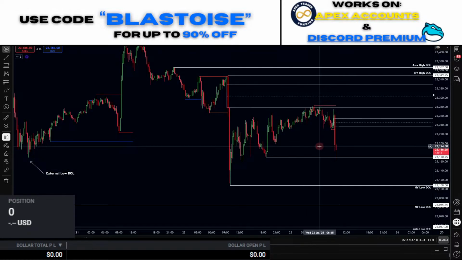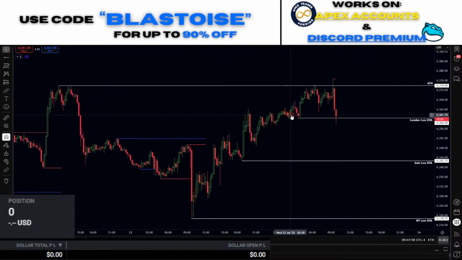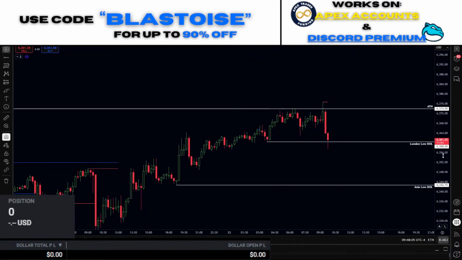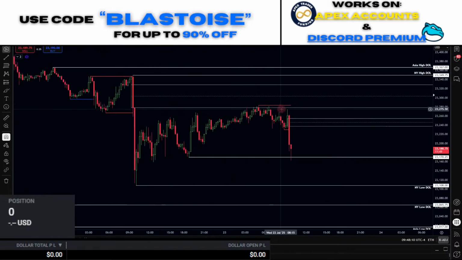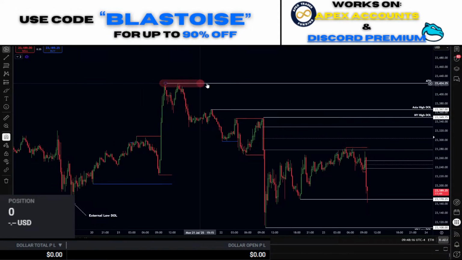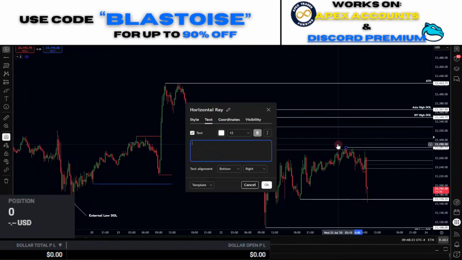Anyways, here's the good thing about this, the pretty thing about the setup. What we're possibly seeing is that ES took out the London low, sitting at 6,360.50. We just took out this objective to the downside. If we look over at NQ, we haven't taken anything out to the upside, and we still have room for higher. So we have the all-time high, Asia high, New York high, and the London high, which let me mark out real quick. London high.